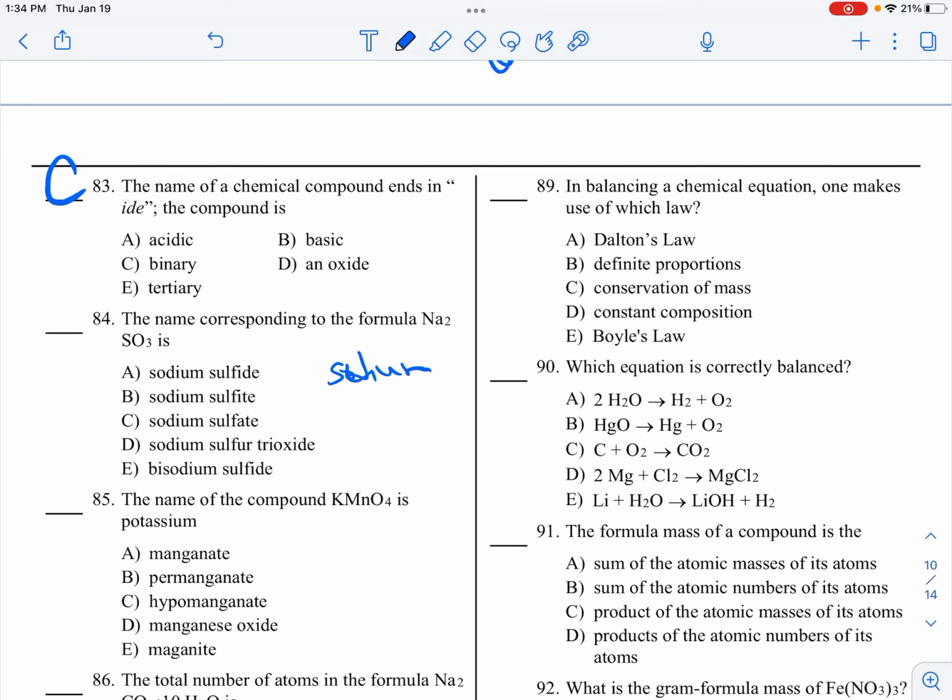I'm flipping to Table E. That is sulfite. Sodium sulfite. Okay, this is on Table E again. That's permanganate.